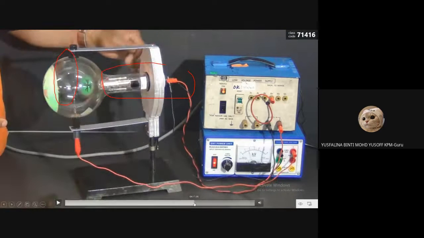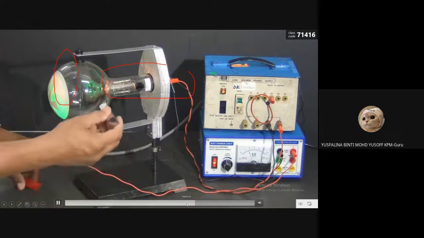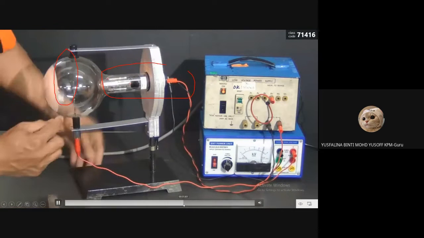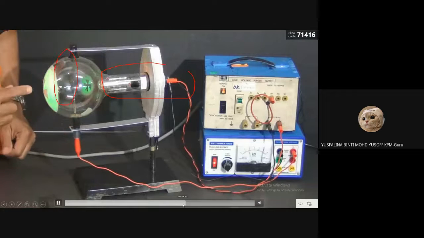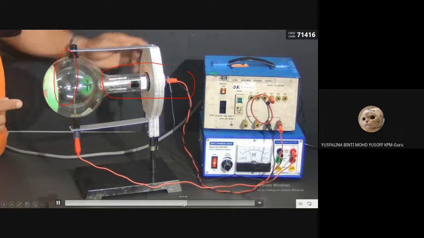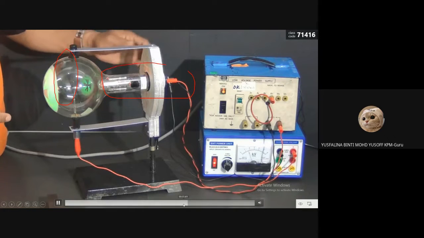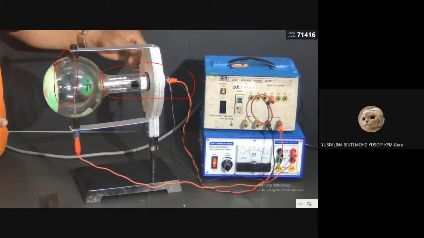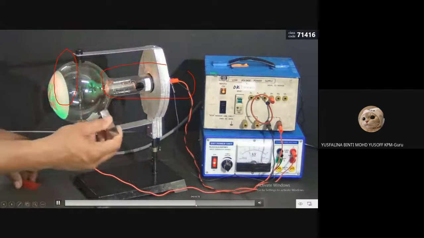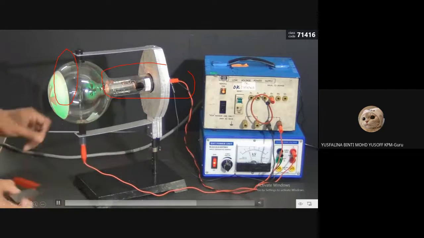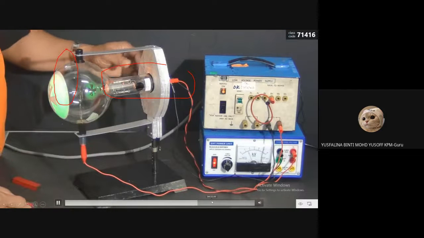See, this one I want you to see, the Maltese cross. So what happens if you put a magnet, a permanent magnet? What will happen to the shadow? Okay, you see there is a deflection. It is moving.